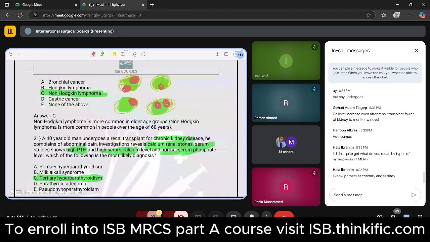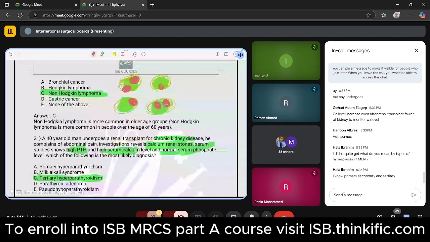Now, if this patient receives a kidney transplant, these changes will not be reversible. But clinically, we will define that this patient has tertiary hyperparathyroidism and thus surgical intervention is needed after 1 year of their transplant.